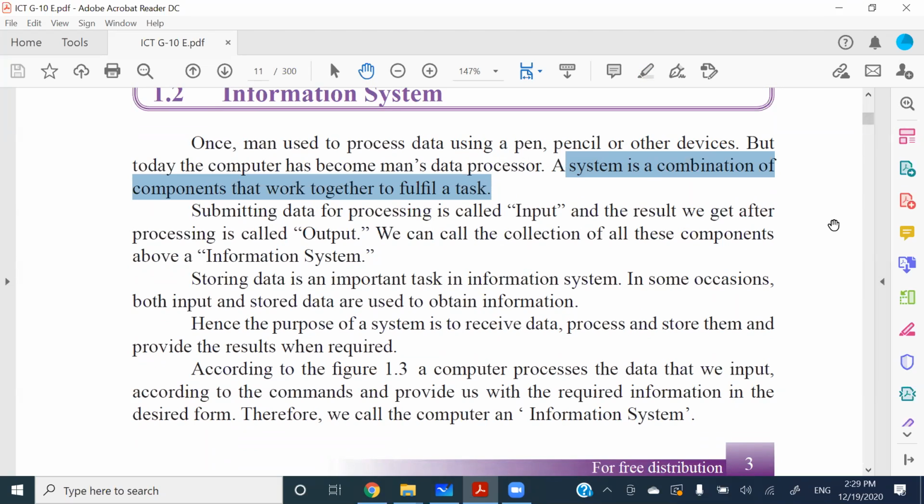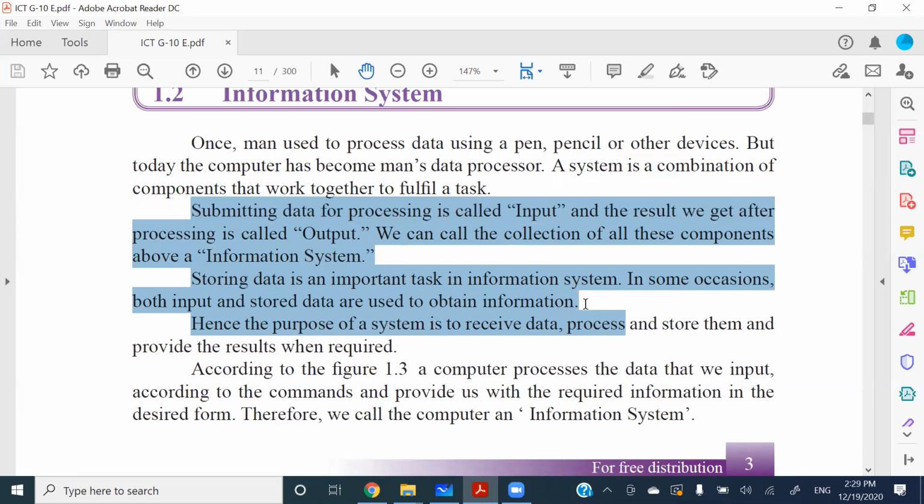Then after, yeah, it's better you copy down these two passages, right? That will be sufficient.